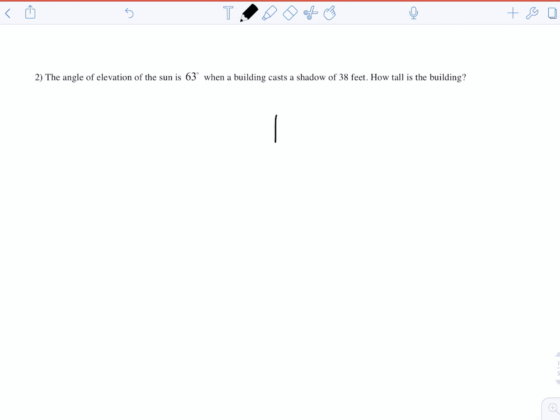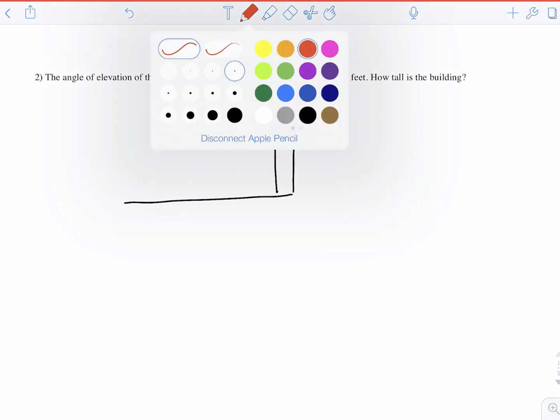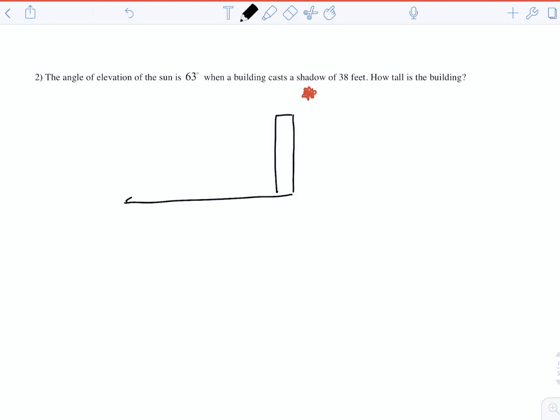So there's a building. This can be the building, and here's the ground. And then the sun, here we go, here's the sun. So the sun is up here, and as the person looks up to the sun, it makes an angle of 63 degrees. As the sunlight goes down like this and hits the building, it creates a shadow on the ground, which is 38 feet. Now find the height of the building.